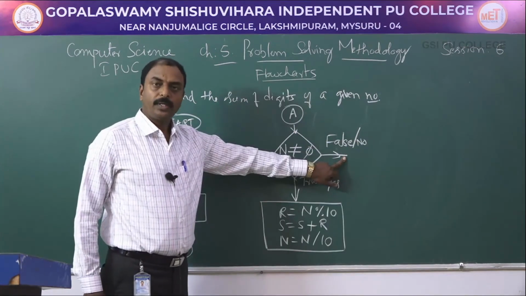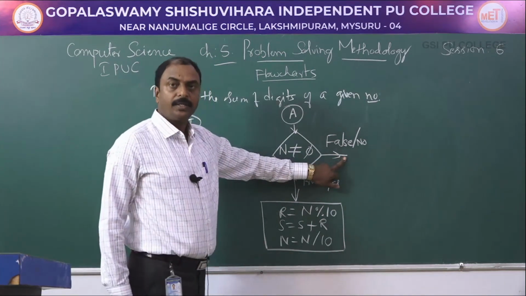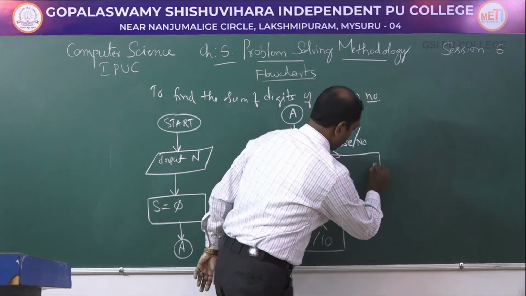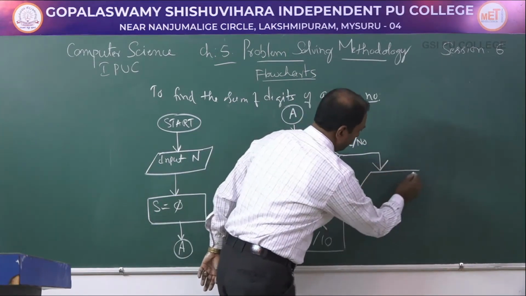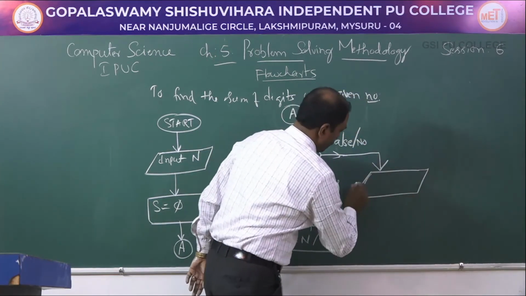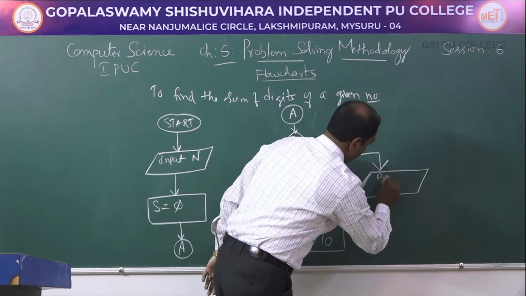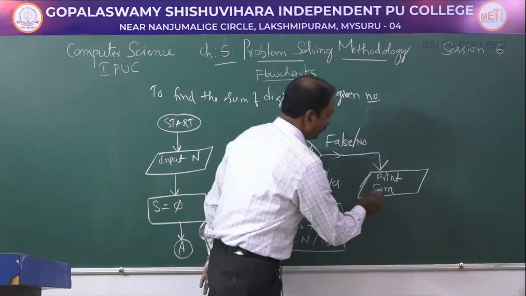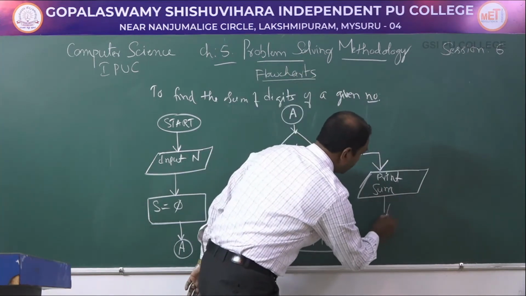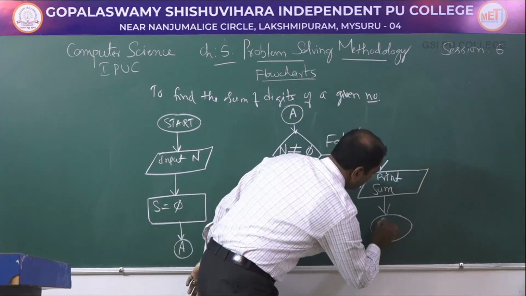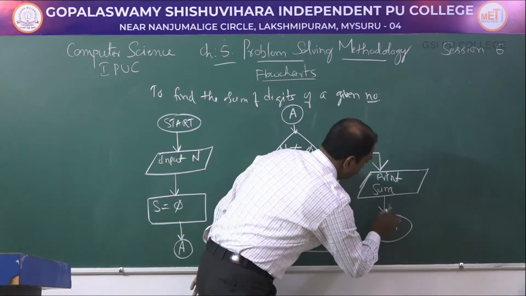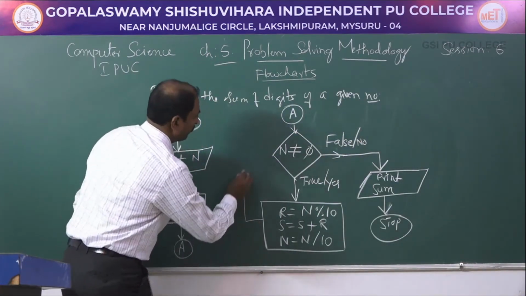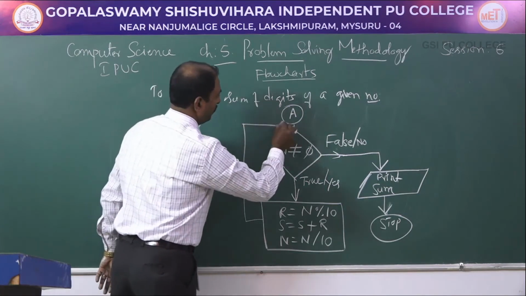So we have to stop the flowchart. After printing the sum, we have to stop the flowchart. So we have to print the sum, then we have to stop this flowchart. Next one is to stop the flowchart, and here this line.